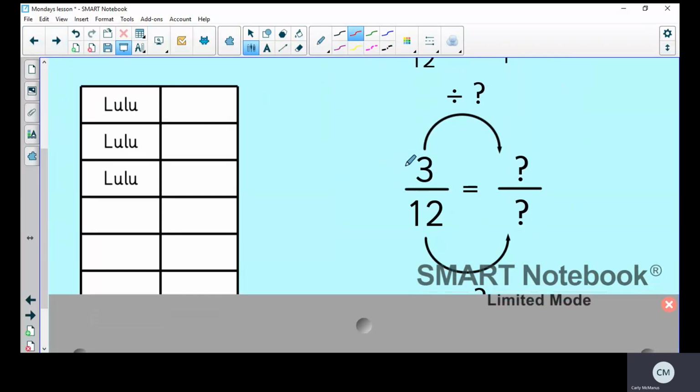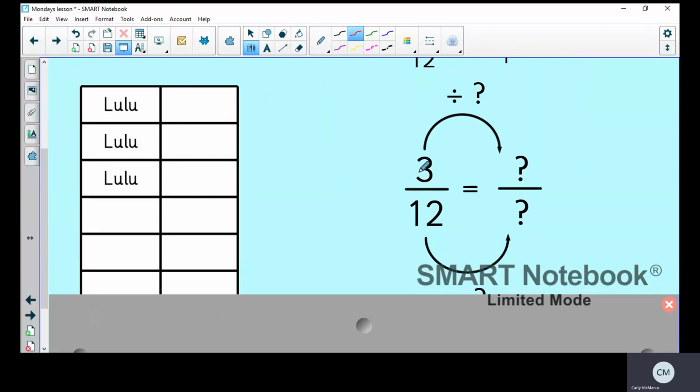Again, we'll start with 1. Does 1 fit into 3 and 12? Well, of course it does, because 1 can fit into every number. Does 2 fit into 3 and 12? No, it doesn't. 2, 4. That does not fit into 3. Does 3 fit into 3 and 12? Well, 3 obviously fits into 3. Does 3 fit into 12? 3, 6, 9, 12. Yes, it does. We can't divide by any number higher than 3, because in this one the numerator is 3.